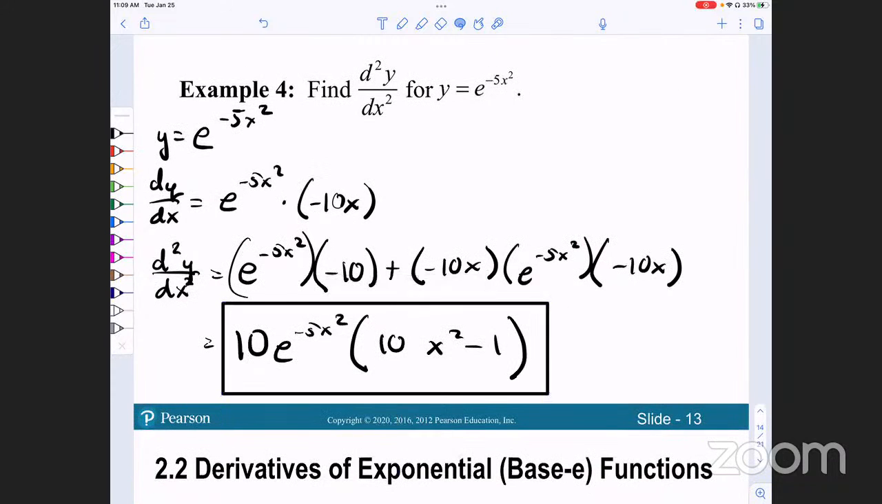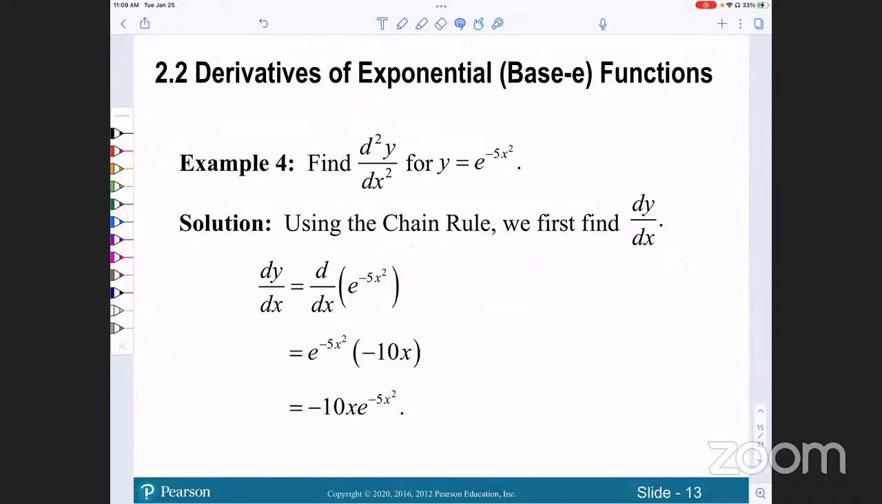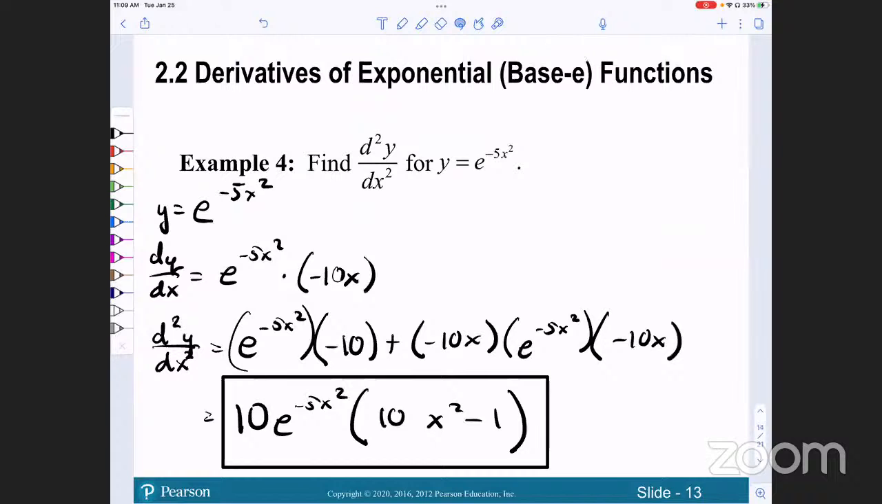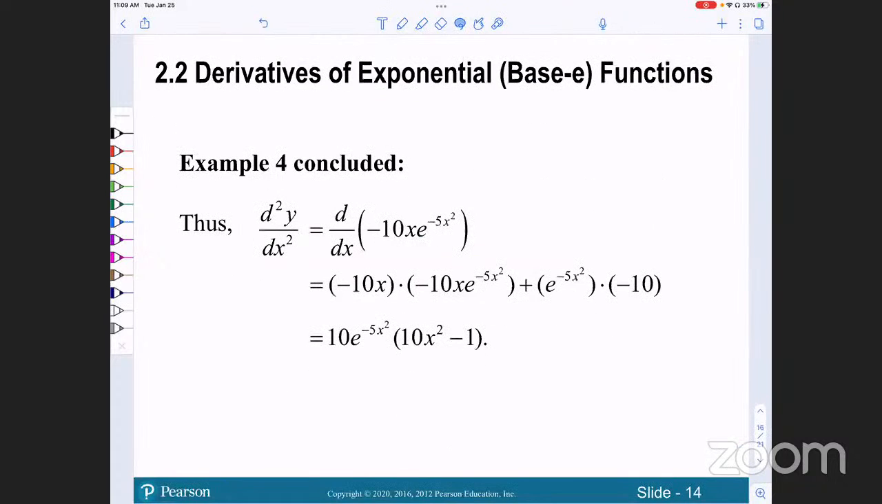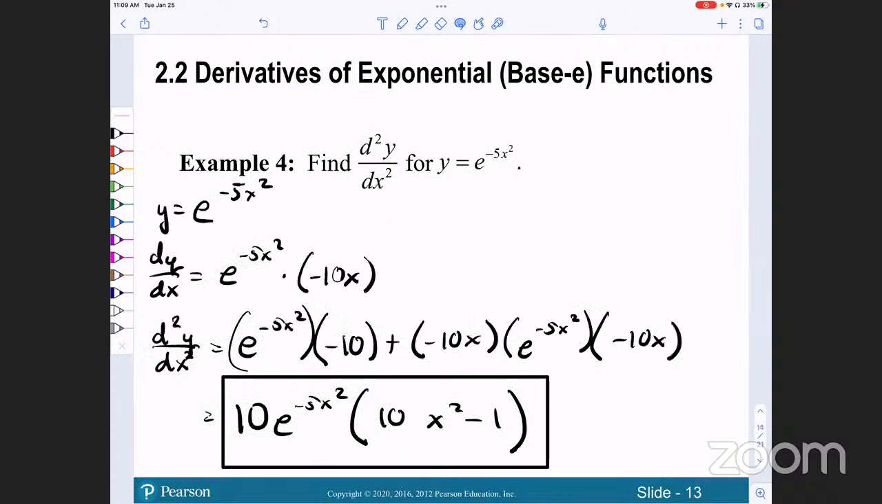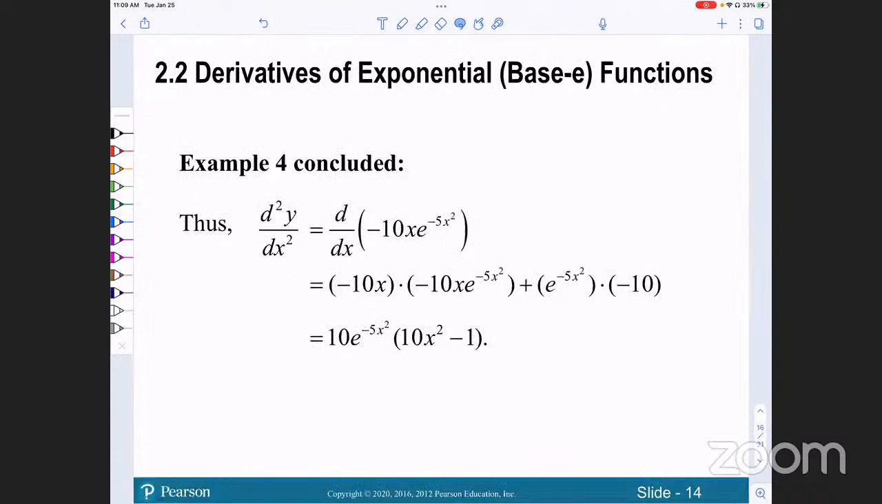All right, let's see how we do. We got 10 e to the negative 5x squared times 10x squared minus 1. Let's see. There's the first one. Did we get that? Negative 10x. Okay. 10 e to the negative 5x squared times 10x squared minus 1. I think this is exactly it. Yeah, okay. All right, that was fun.